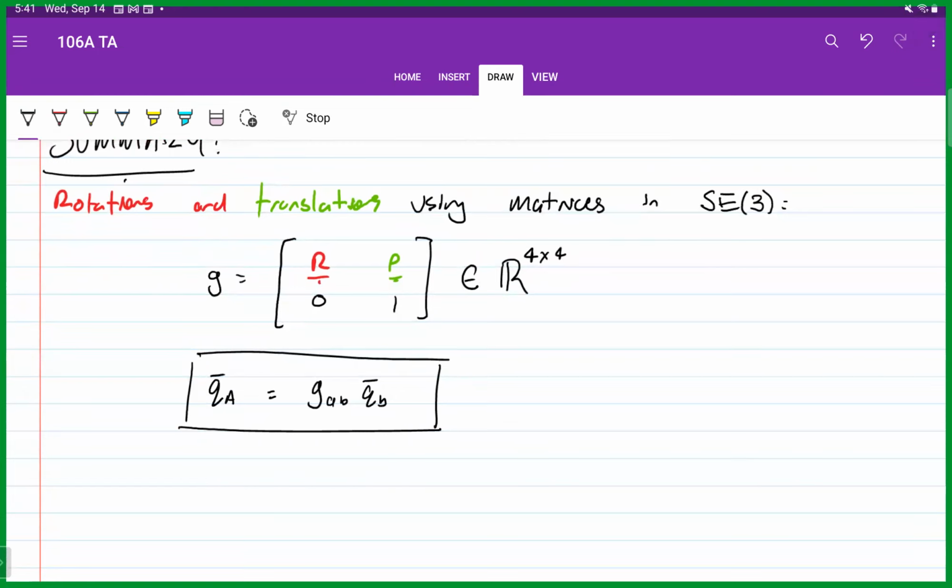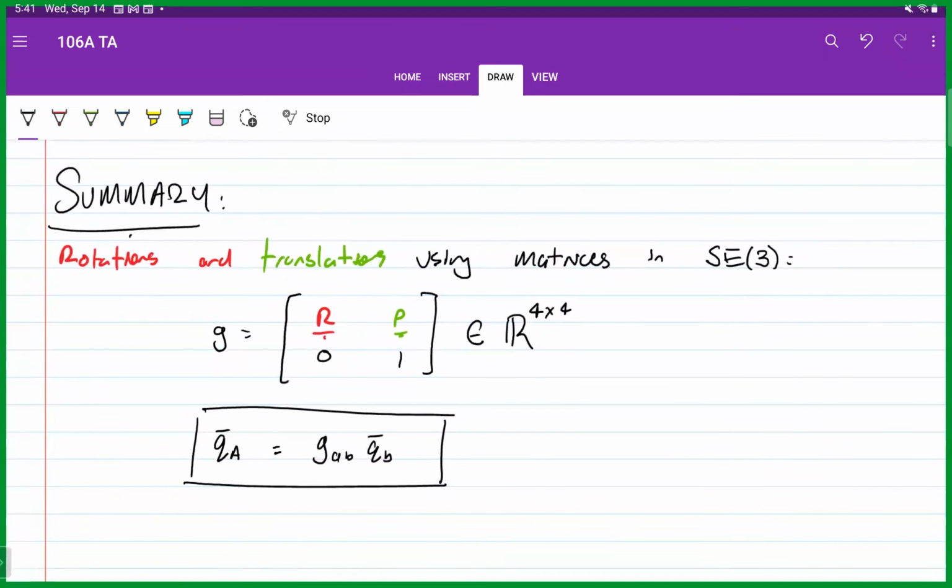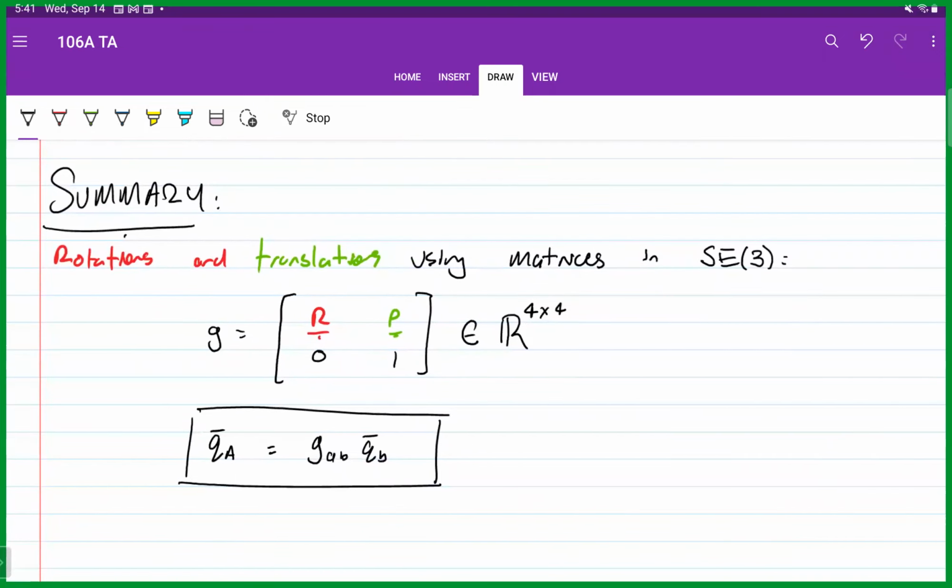Do we have any questions about just this SE3 stuff before we move on to twists? Or how do we do? I'll give you guys a moment to copy it down. Some of you already have.